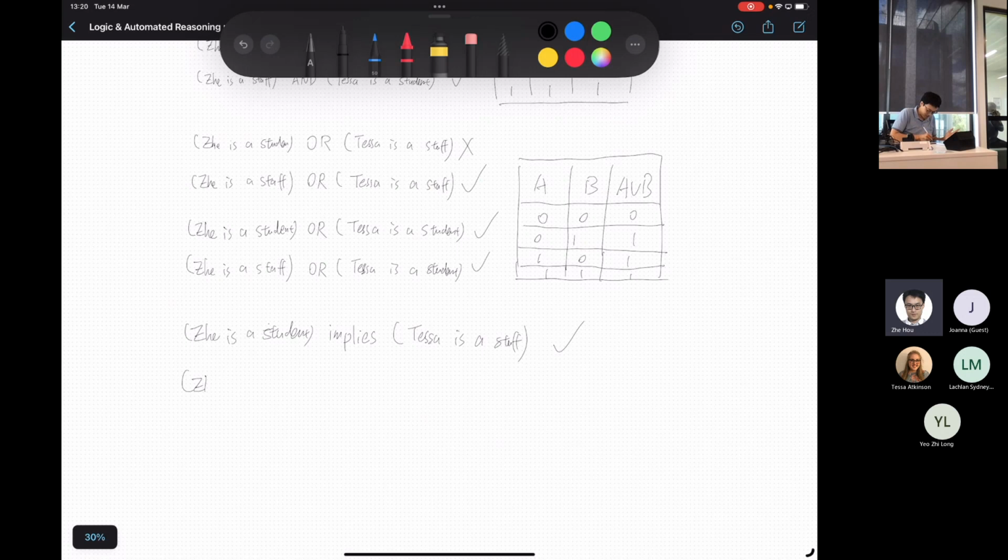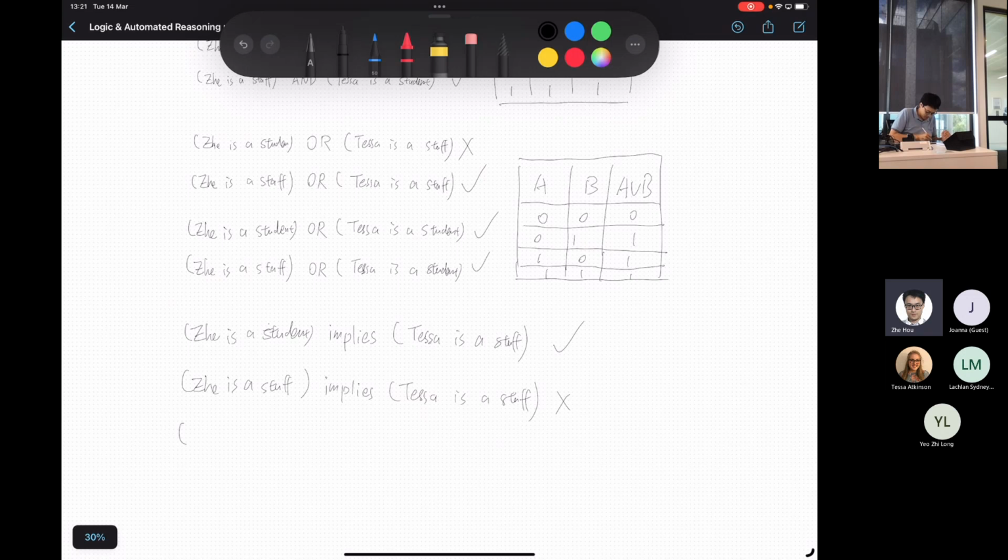So second example: if Z is a staff implies Tessa is a staff. Now the left-hand side is true, the right-hand side is false. What do you get here? It's false, right? Implication says if the left-hand side is true, then the right-hand side must also be true. Now we have the left-hand side true but the right-hand side false, so it's false.